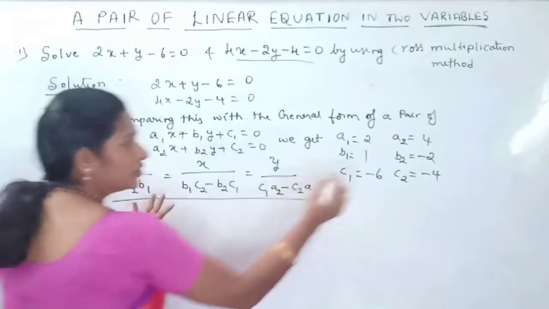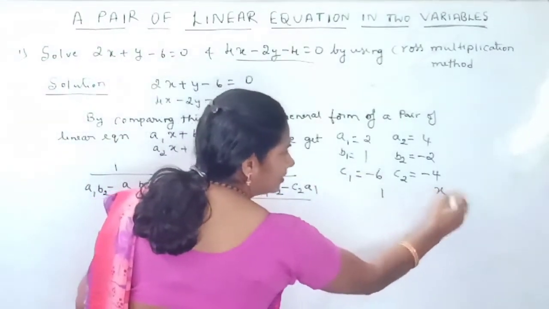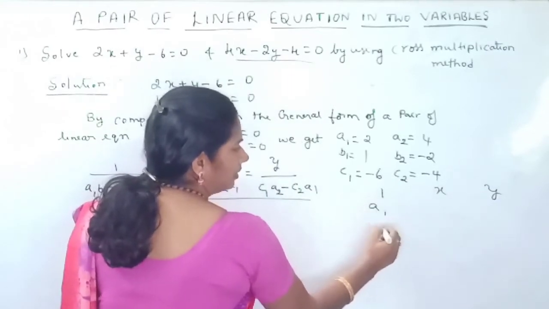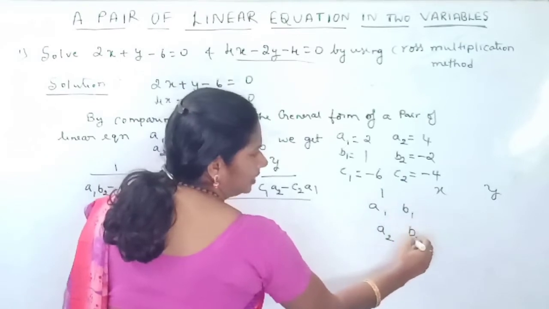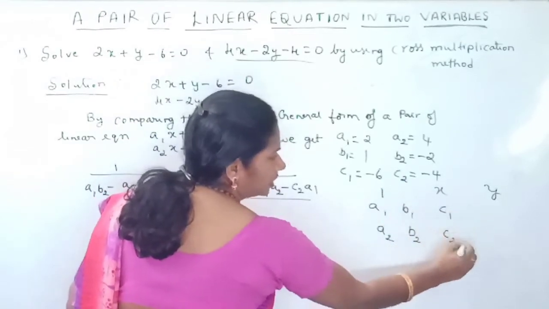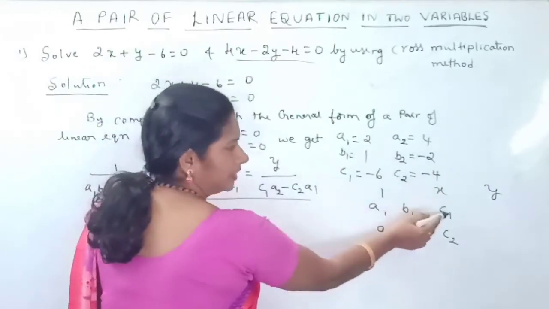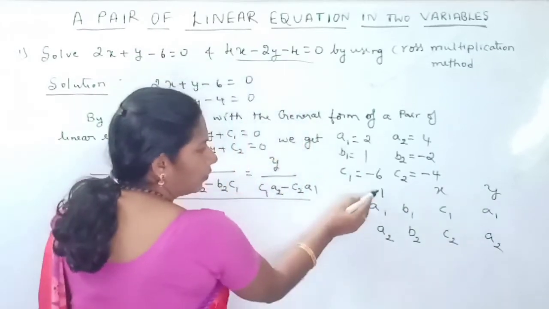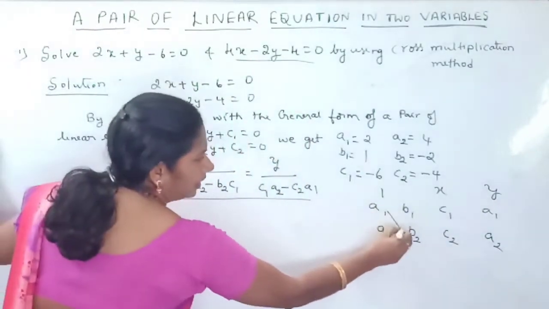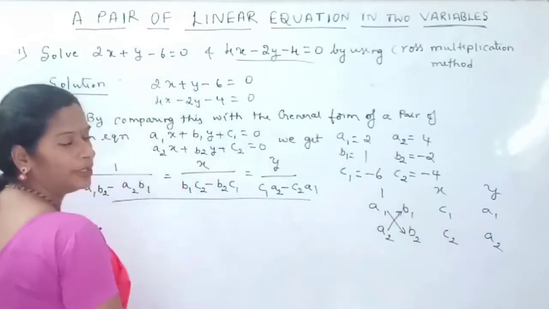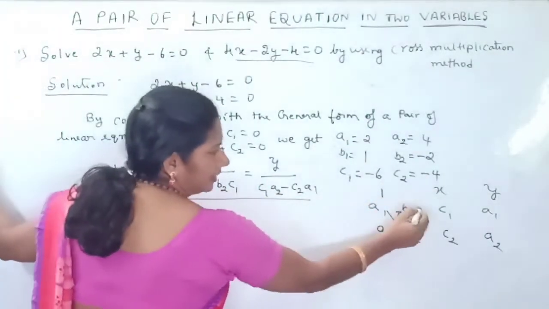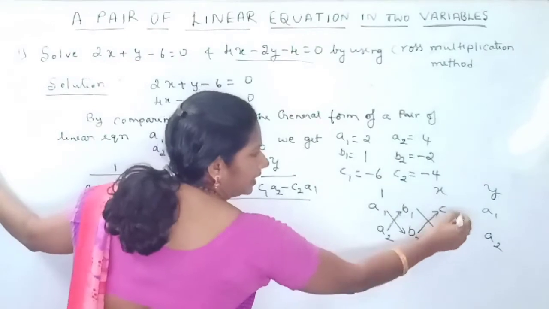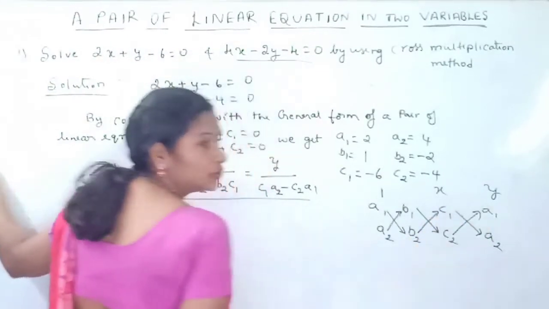How to remember, children? So you write like this. You write 1, x and y. Below that 1 you write A1, A2, B1, B2. Below x you write C1, C2. Let it go in a cyclic order: A, B, C. After C again you write A. Below that y you write A1 by A2. Now 1 divided by A1 B2 minus A2 B1 equal to x divided by B1 C2 minus B2 C1 equal to y divided by C1 A2 minus C2 A1.